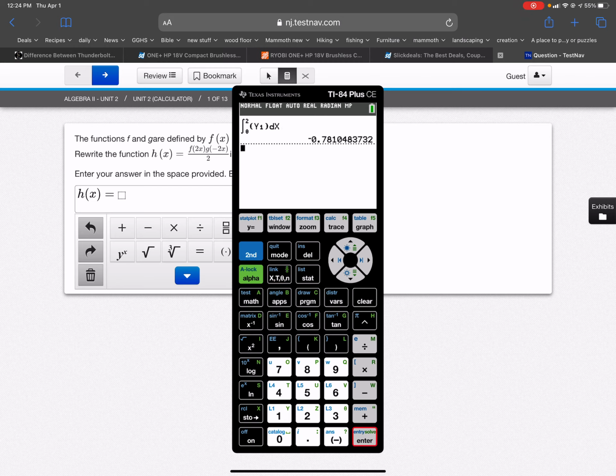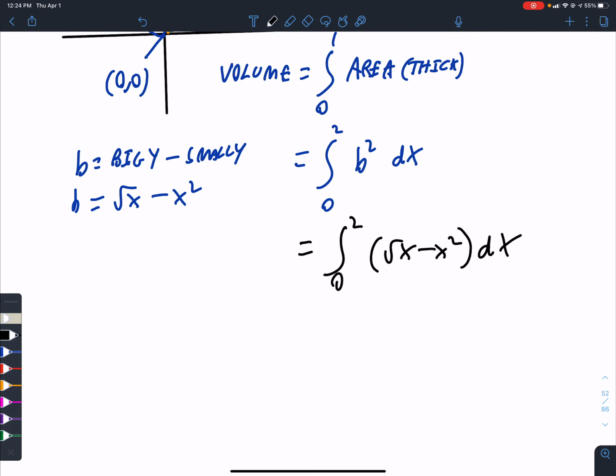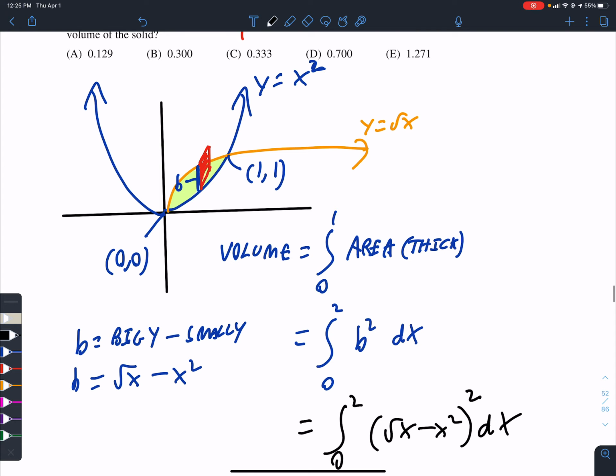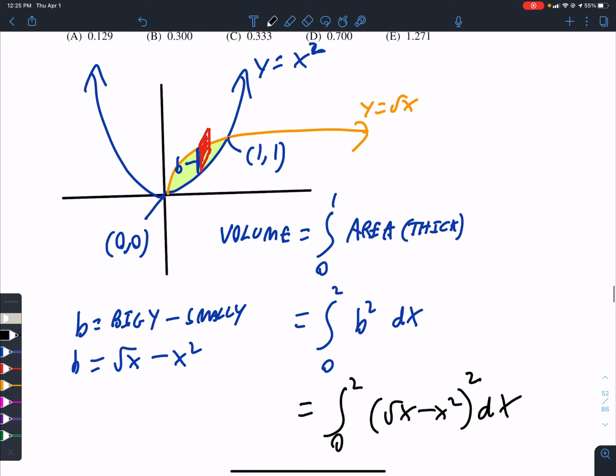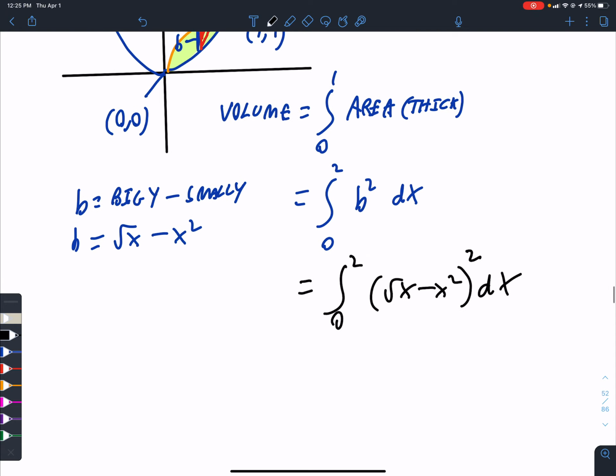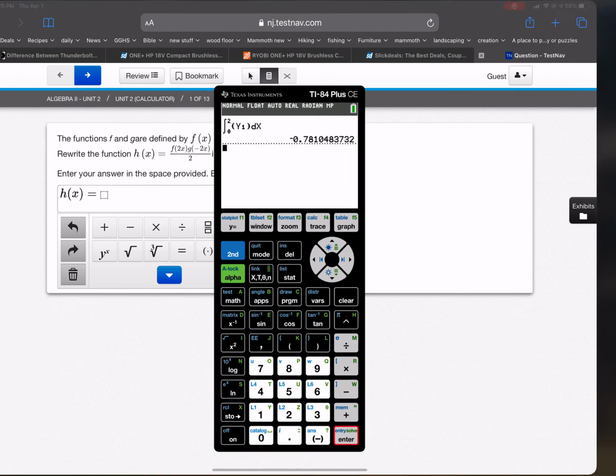Let's see. Whoa! Okay, I forgot to square it. Go back. I forgot to square that. And it shouldn't have come out negative. That's kind of weird. Oh, whoa, it's 0 to 1, not 0 to 2. That's why it came out negative. Something was trippy. 0 to 1. Let's try that again.